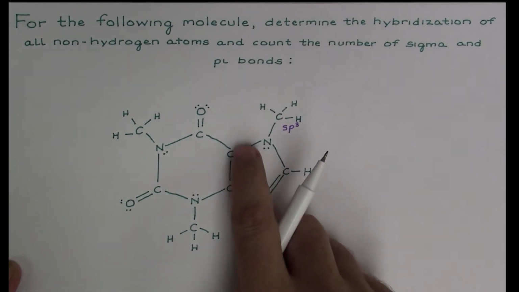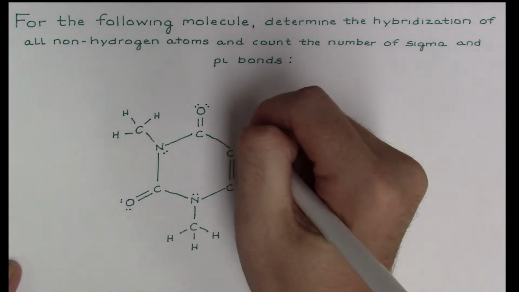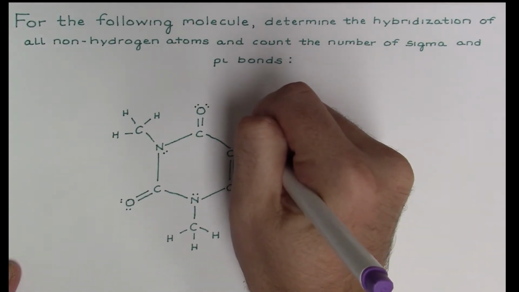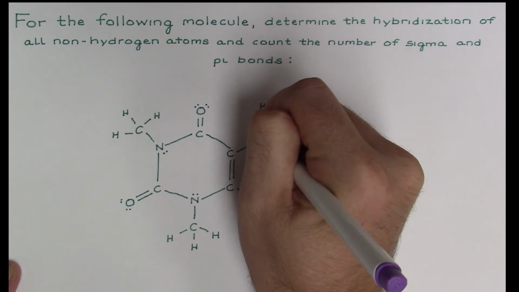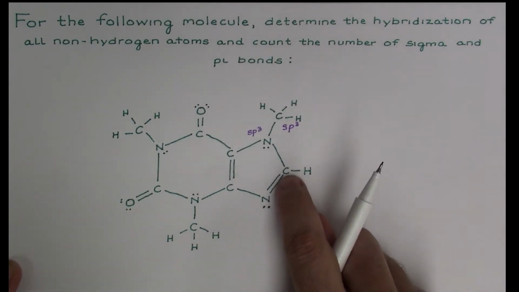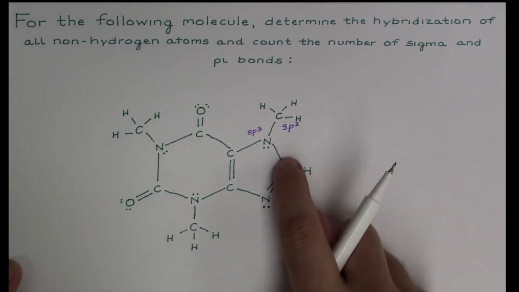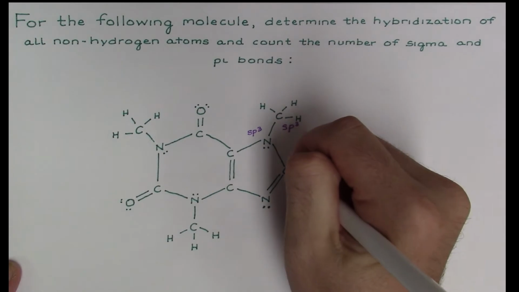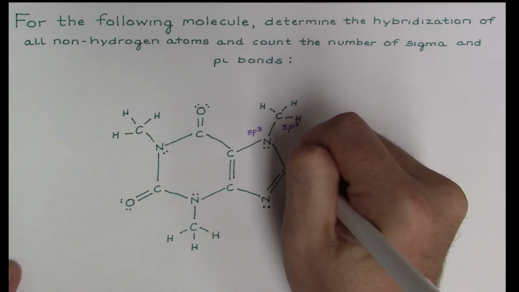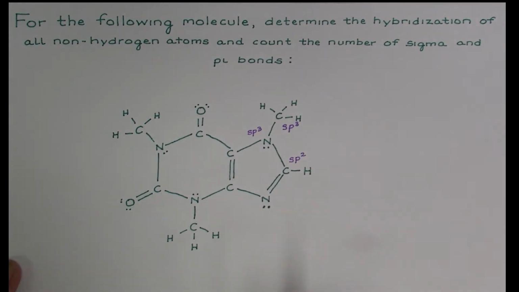So now let's go to the nitrogen below. Notice that there are 4 attachments, 3 bonds and a lone pair. This is also going to be sp3 hybridized. Our carbon here has only 3 attachments. The double bond only counts as 1 attachment. So now this is going to be the different hybridization of the sp2 hybridization because we only have 3 attachments.